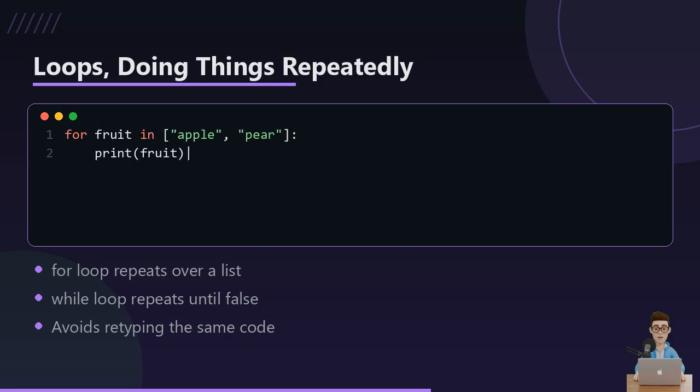Imagine handing out flyers to everyone in a line, one at a time. That is exactly what a for loop does. It walks through each item and repeats the same action. A while loop instead keeps going as long as some condition stays true, like handing out flyers until you run out. Loops exist so you never have to copy-paste the same line 10 times.